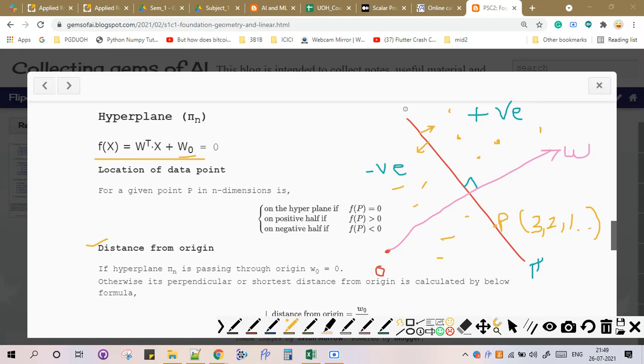Okay, right? So this plane is dividing the space into two halves. If I'm talking about this half, then it is the positive half if it is in the direction of w. W is also in this direction and the positive half is also in the same direction, right? So the positive half and the direction of W would be the same, this positive half and W, correct?